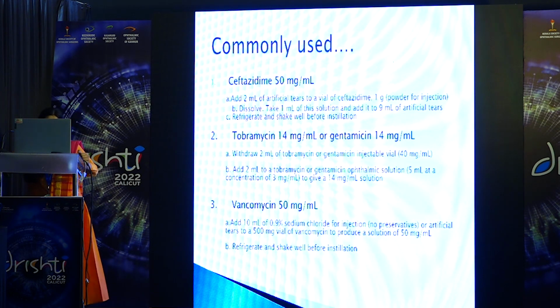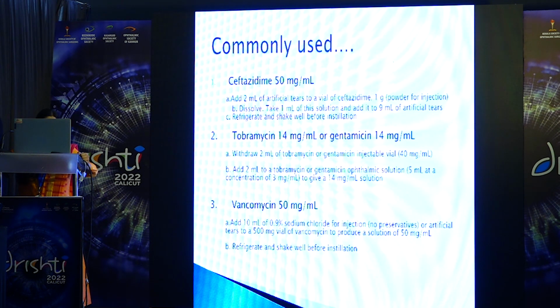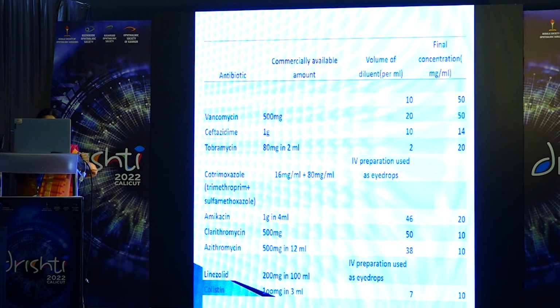Tobramycin or gentamicin is slightly different, because we add the commercially available injectable vial, that is 40 mg per ml, the 2 ml vial, the whole 2 ml, which contains 80 mg. The whole 2 ml is added to the tobramycin or gentamicin ophthalmic eye drops that are available, so that we get a final concentration of 14 mg per ml solution. This is a table downloaded from the American Academy. It contains commercially available amount, volume of diluent and final concentration.